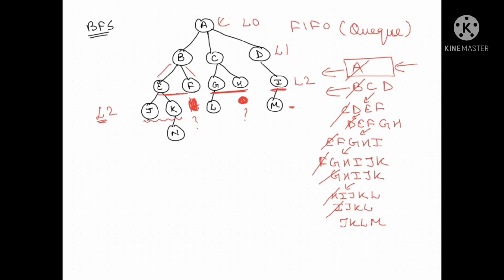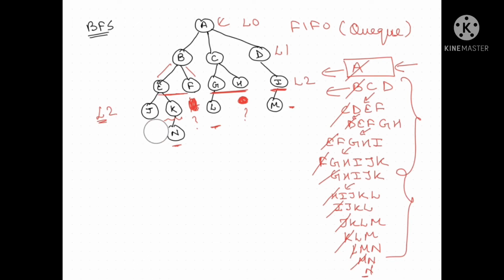Now, what will happen? We will take out J. See, J again has no children. So it will be K, L, M. And then when you remove this, you'll go to K. You'll remove K. So K has this. So L, M, N. Now you'll go to the next one, L. It doesn't have any children. So it will be M and N. And then you take out M. So you are left with N. So this is how the breadth first search happens.